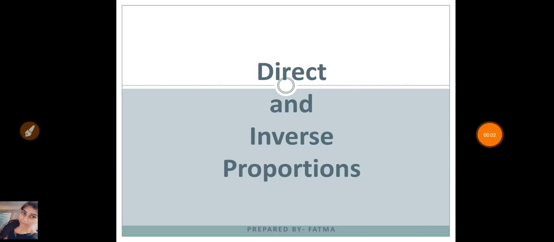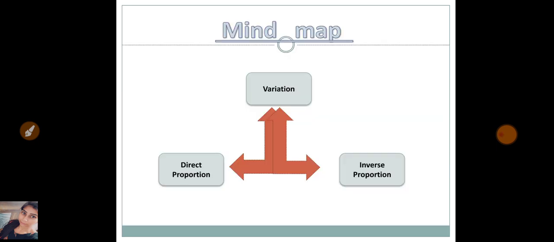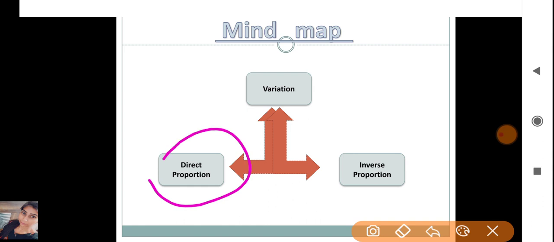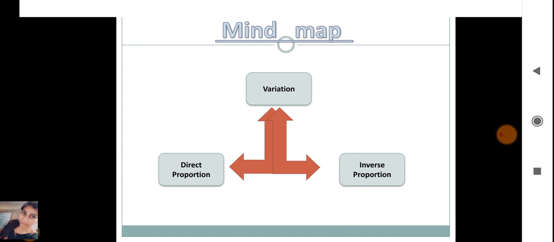Hey everyone, today we will start with the chapter Direct and Inverse Proportion. In this chapter, you're going to study direct proportion or direct variation, and inverse proportion or inverse variation. So basically, direct proportion and inverse proportion are the two different types of variation that you're going to study in this chapter. First, let us understand what we mean by variation, and then we will start with direct proportion and inverse proportion.